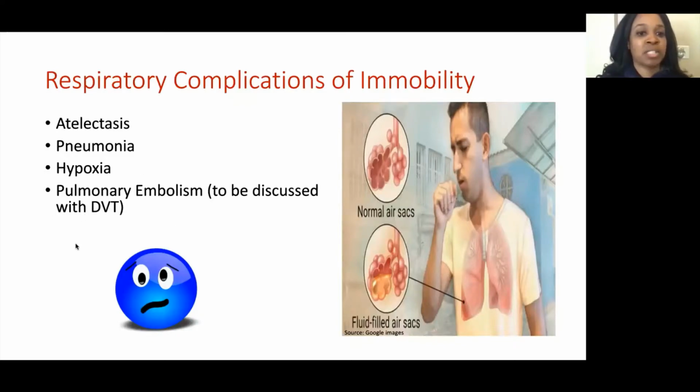The pulmonary embolism will be discussed with DVT, but not being able to cough effectively due to rib cage restriction restricts the body's natural mechanisms for removing mucus, and that pooling of mucus leads to pneumonia and other respiratory tract infections. Also, the positioning lets the airways be compressed so they're not as dilated, which reduces oxygen.